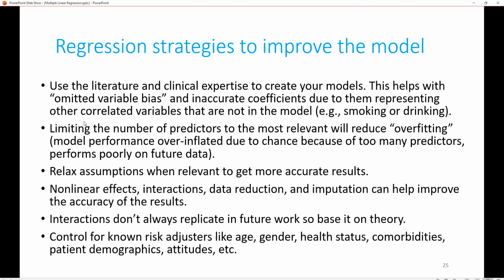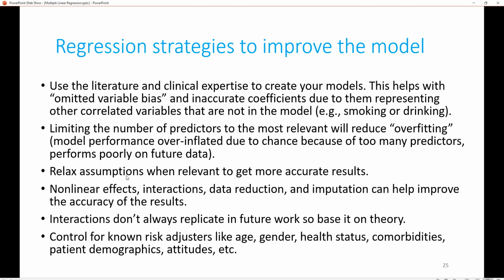Another strategy is to limit the number of predictors to the most relevant. This will reduce overfitting. And overfitting is when model performance is overinflated due to chance because of too many predictors, and it performs poorly on future data.